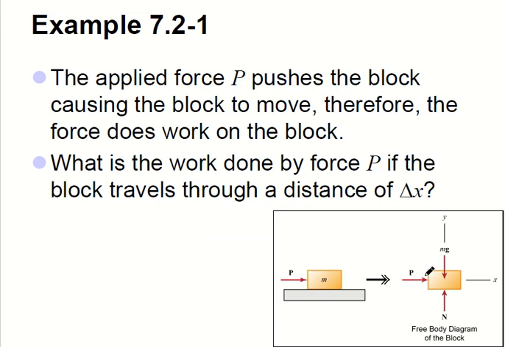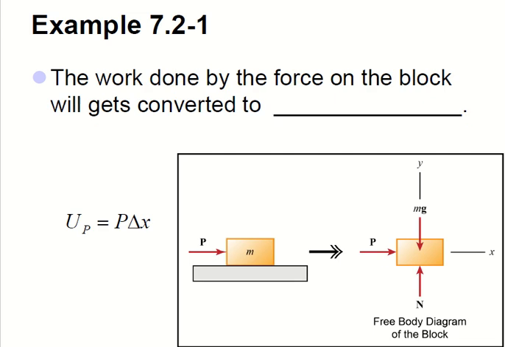Your applied force is P. It pushes that block, and it's going to cause that block to move in the x direction. So that force definitely does some work on that block, because it took the direction, it took the distance. So what is the work done by the force if the block travels through a distance? The problem gives you the distance, delta x. So we put that into work. The work done is, with this force, this amount of distance has been made. So we write that down.